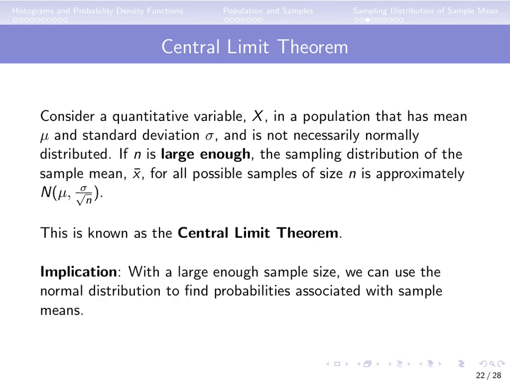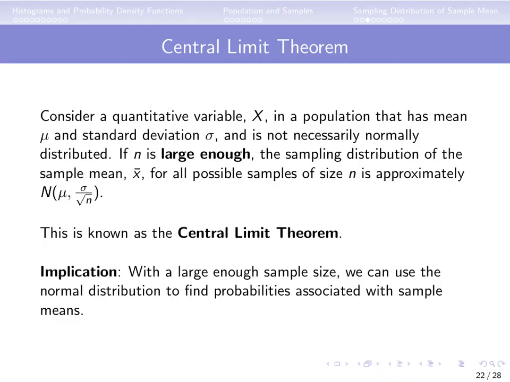In the previous slide, we said if your original variable was normally distributed, then the sample means will follow a normal distribution. This slide talks about the central limit theorem, which is one of the most consequential theorems in statistics. It says that if you have a quantitative variable that has a certain mean and standard deviation, and it's not necessarily normal, but your sample size is large enough, then the distribution of the sample means of size n will be approximated by a normal distribution with mean mu and standard deviation sigma over the square root of n. So this is a very important result.